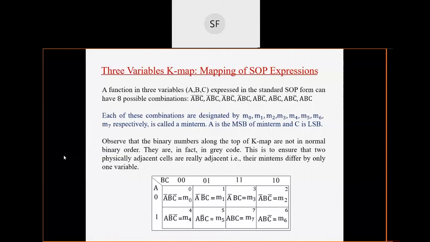Just remember it like this, with all 8 possible conditions. We have already seen it in the previous lectures. How will you remember this? Let's say I'm just giving an example: A bar, B bar, C bar is nothing but 0 0 0, and 0 0 0 is decimal 0. So you can observe, this is for the 0th minterm. Like this you will get a total of 8 minterms. Why minterms? Because in SOP we are discussing the sum of products expression.